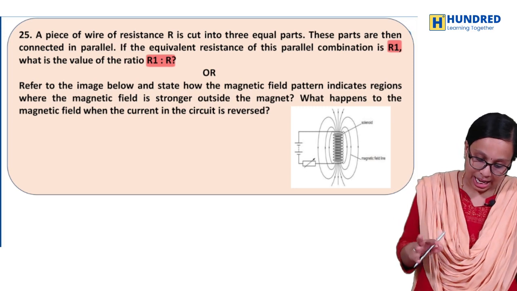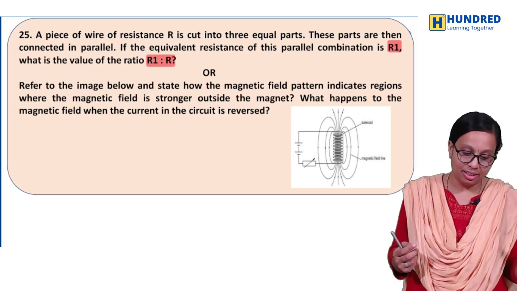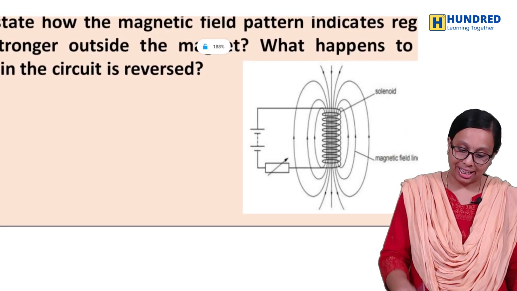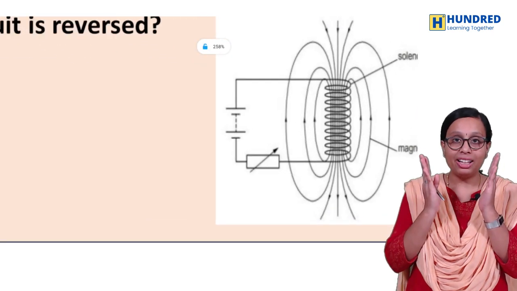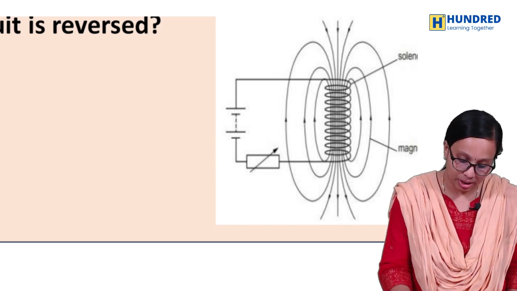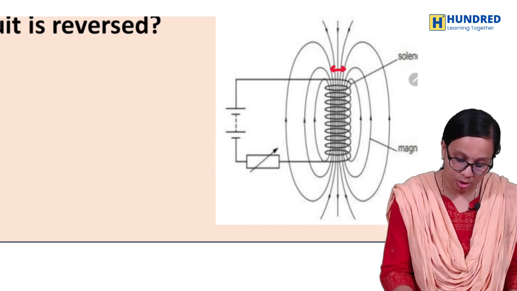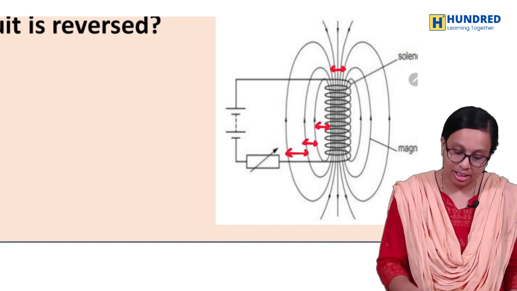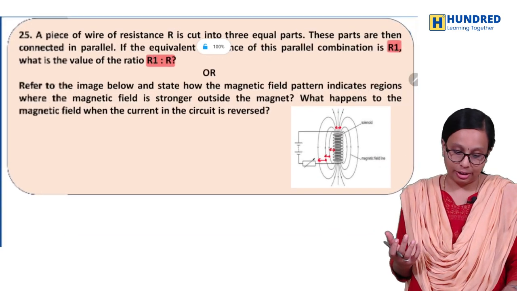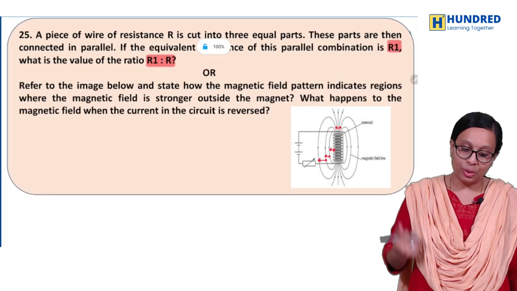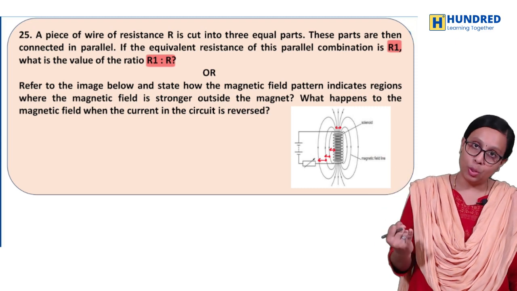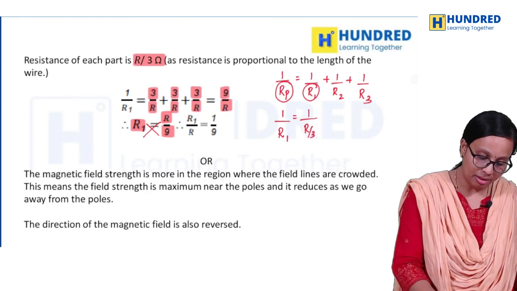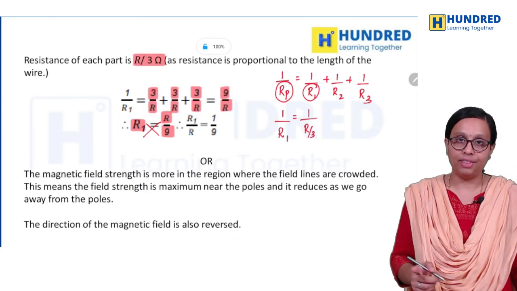Refer to the image and state how the magnetic field pattern indicates regions where the magnetic field is stronger outside the magnet. So where the magnetic field lines are closer, it will be stronger. See here, the magnetic field lines are closer, so they are stronger. So compared to the center, the magnetic field lines near the poles are stronger. Okay. What happens to the magnetic field when the current in the circuit is reversed? When you reverse the current, the magnetic field will also get reversed. So that's the answer. The second one is comparatively easy to the first one.